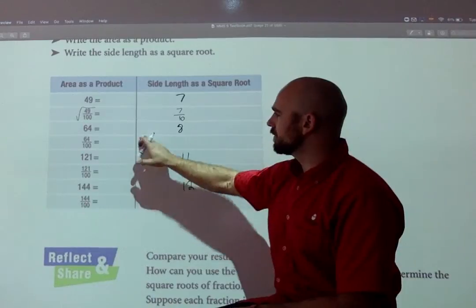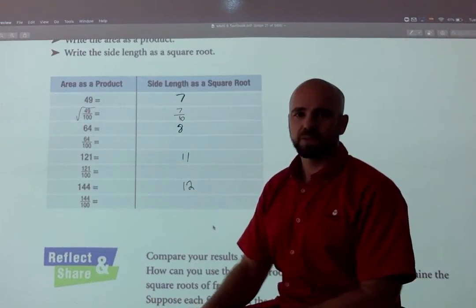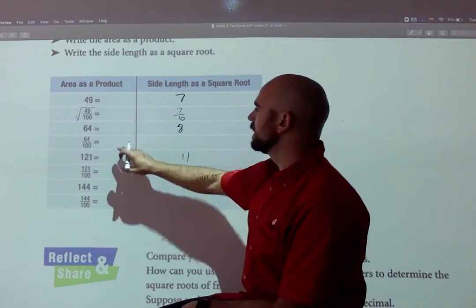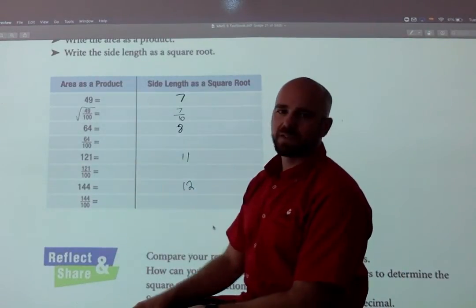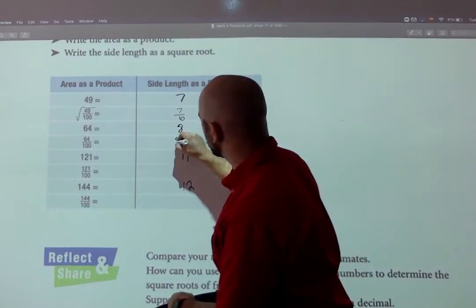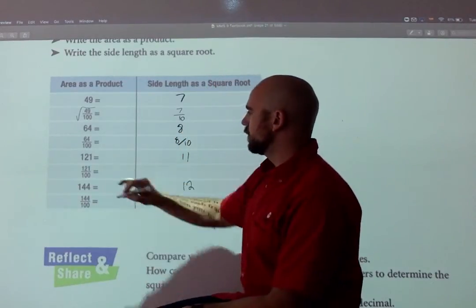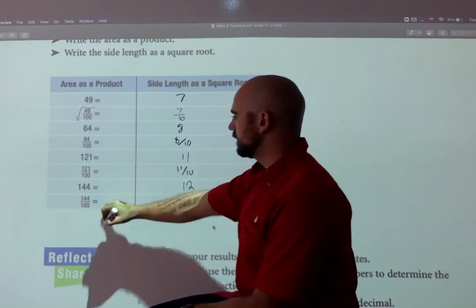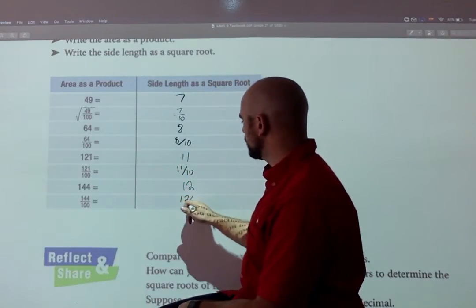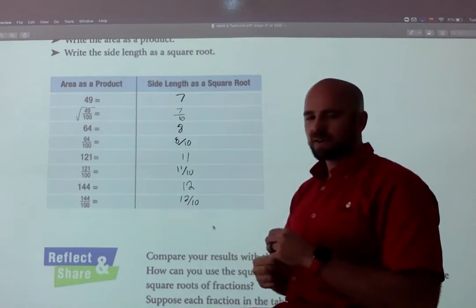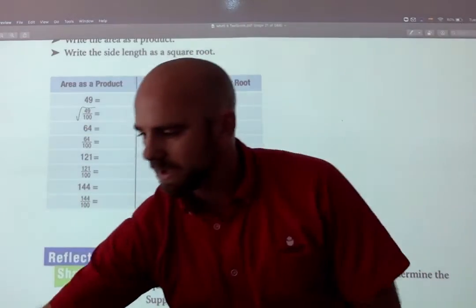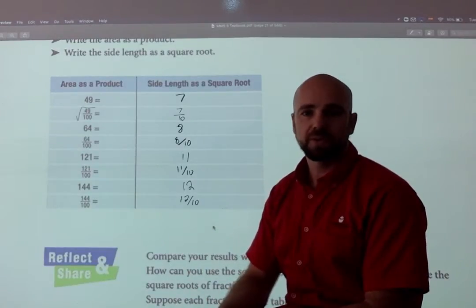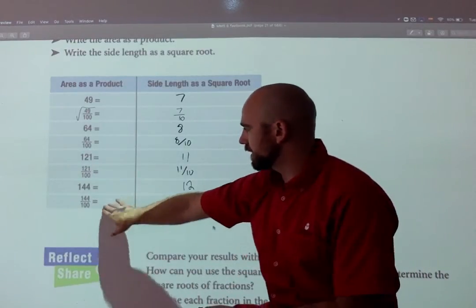So pause it now if you want to do these other ones, which I don't think would be too hard for you now, and then come right back. Okay. So when we have 64 over 100, we end up getting 8 over 10. When we have 121, we end up getting 11 over 10. And 144 over 100 gives us 12 over 10. So these are technically our side lengths. Or what we could say is that 1.2 times 1.2 would be our area.